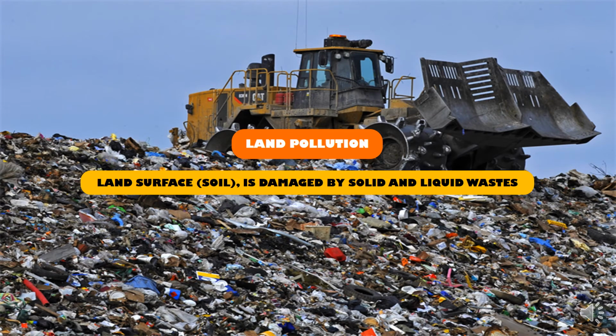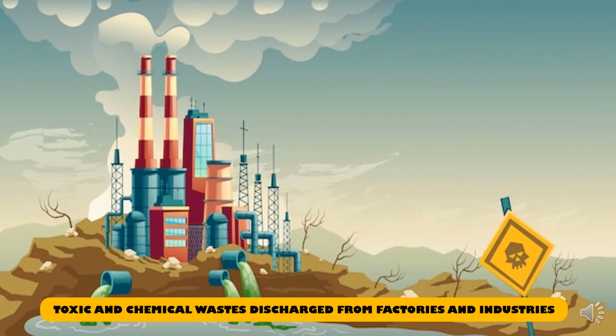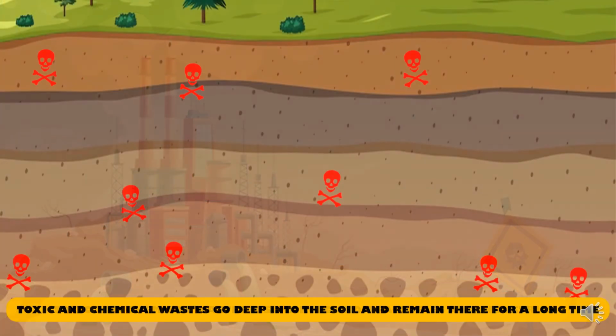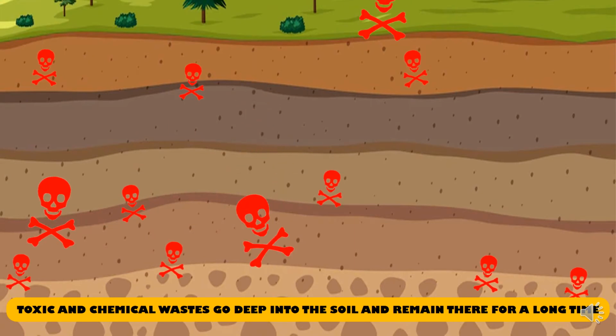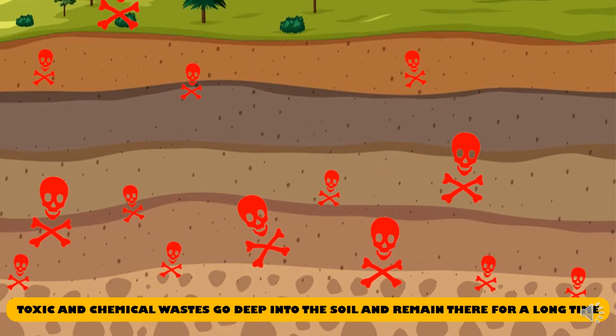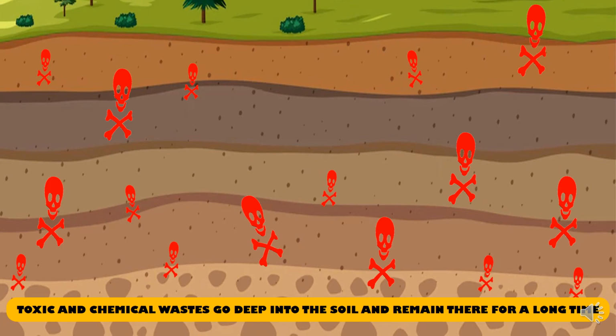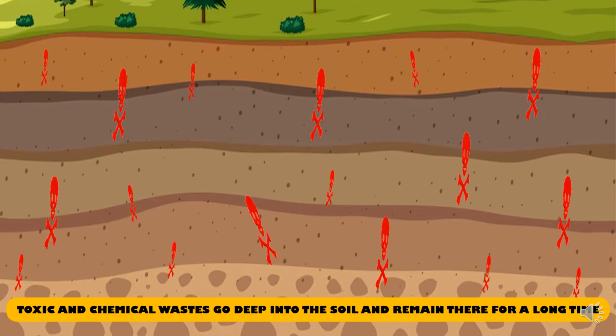Now let's move on to land pollution. Land pollution is when the land surface, meaning the soil, is damaged by solid and liquid wastes. It is caused by toxic and chemical waste discharged from factories and industries. Toxic and chemical wastes go deep into the soil and remain there for a very long time.